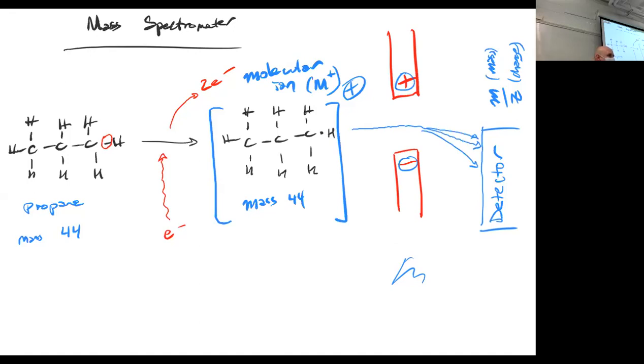Does that make sense? Do you get the idea? So that's my brief intro. All right, before we move on, I do want to tell you there's one other thing that could happen here, which is that, again, it's all probability and statistics, it's possible that you could remove an electron from one of those carbon-carbon bonds.